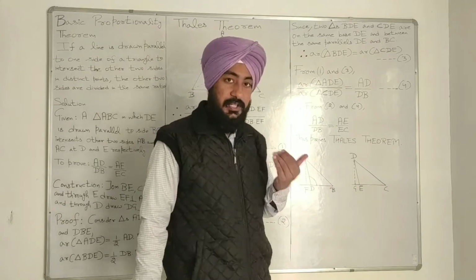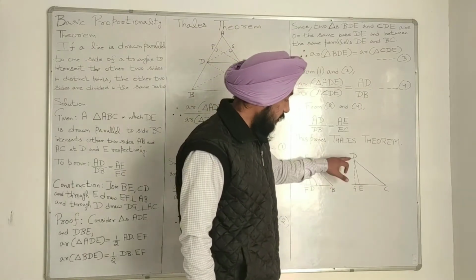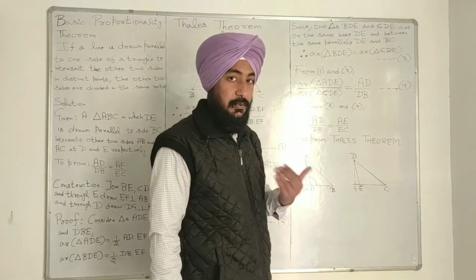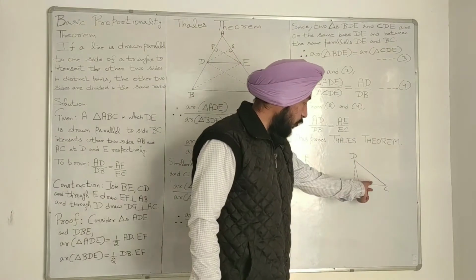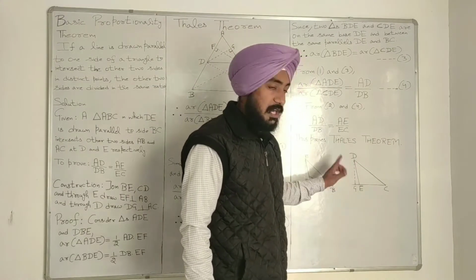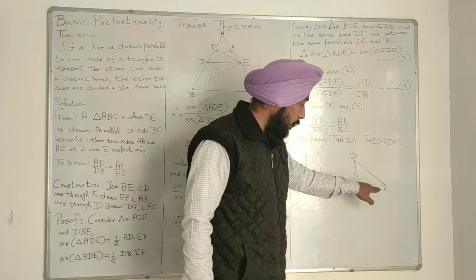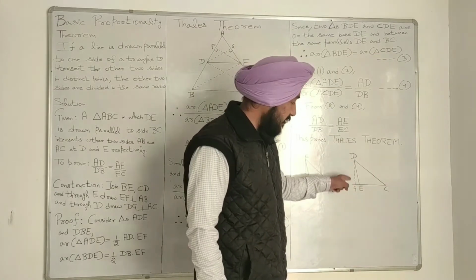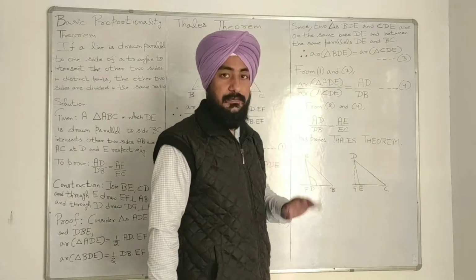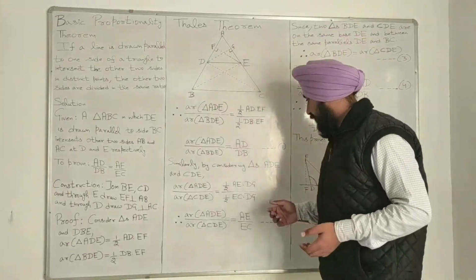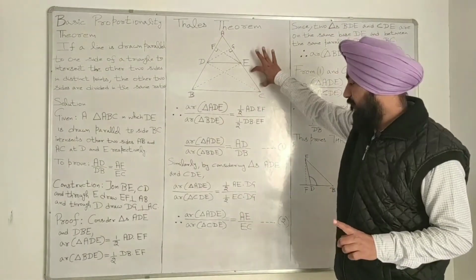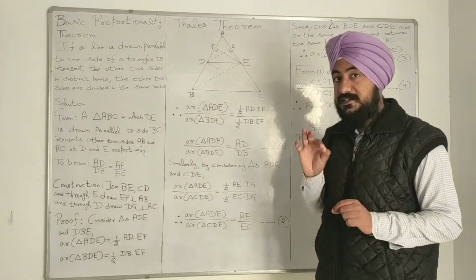Okay, so for taking the height, I have drawn the perpendicular DG on the base EC. I have extended the base EC and taken the height, or perpendicular, DG on this extended base EC. So this DG represents the height of this triangle. Here, one by two, the base is EC and the height is DG.